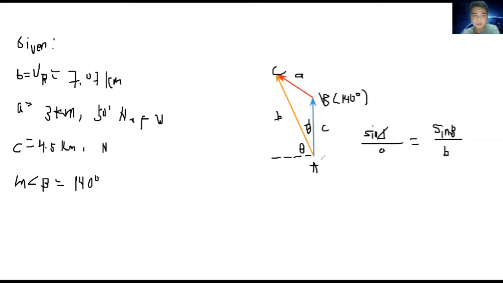And to determine A, the measure of angle A, substitute natin ang mga given. So sine A over what is A? What is side A? Over side A, that is 3 kilometers. And then equals to sine B. Sine B, ano ang B, angle B, that is 140 degrees. So 140 degrees divided by B. What is B? That is 7.07 kilometers.